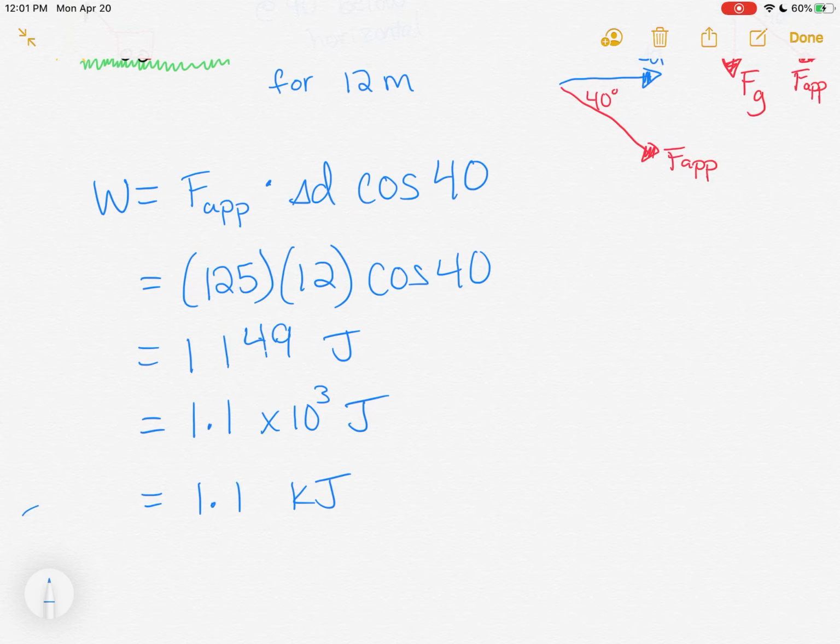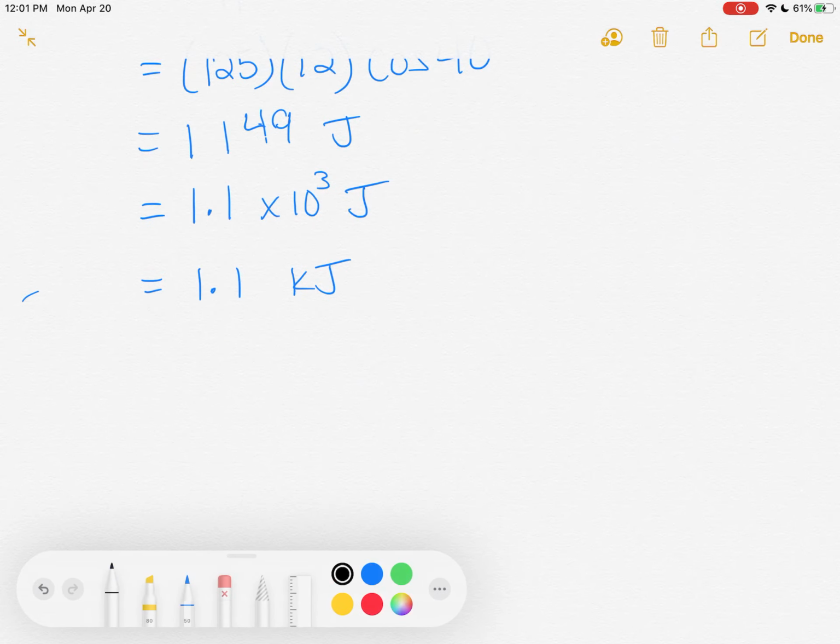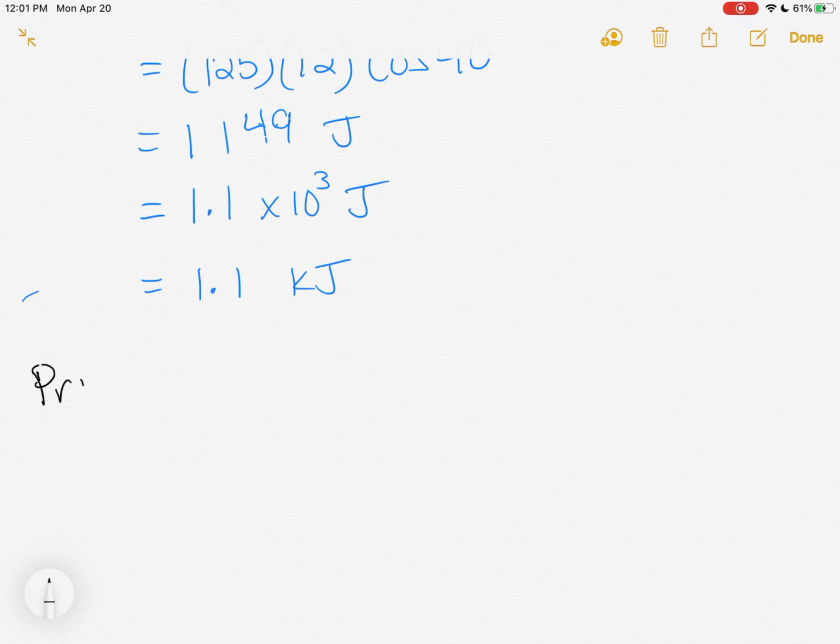Converting from joules to kilojoules is the same as converting from meters to kilometers. Okay, so joules to kilojoules, we're going to divide by 1,000. If we want to go kilojoules to joules, we would multiply by 1,000. Okay, and so that's going to be our final answer for that practice number 1. So let's try a second practice question. So we'll try practice number 2.